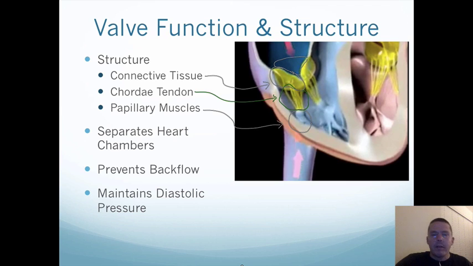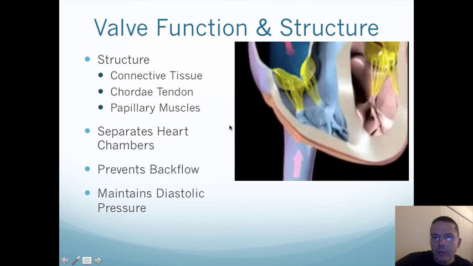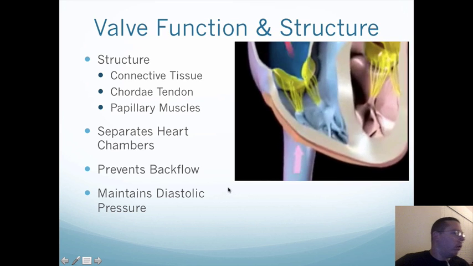So, the primary function of the valves, we have a few primary functions. The first one is to separate the chambers of the heart, which it does primarily just based on its physical presence. Because blood only flows in one direction, it prevents backflow. Now, to do this, I'm going to restart the video, and we can talk about it here.